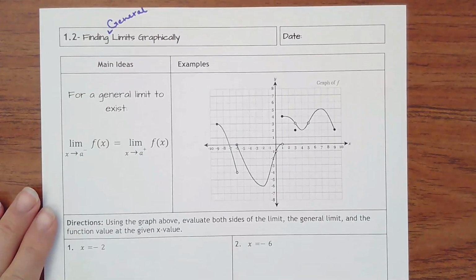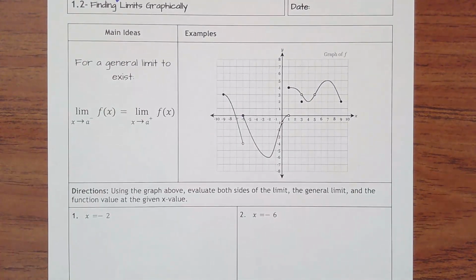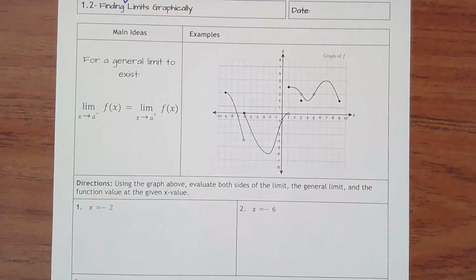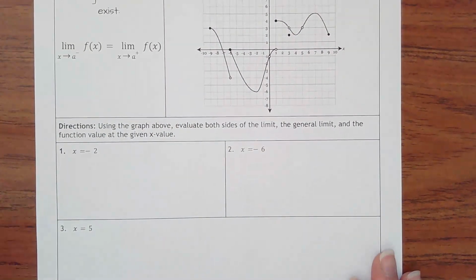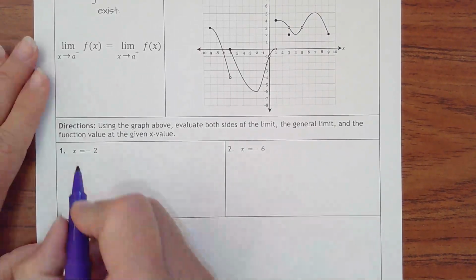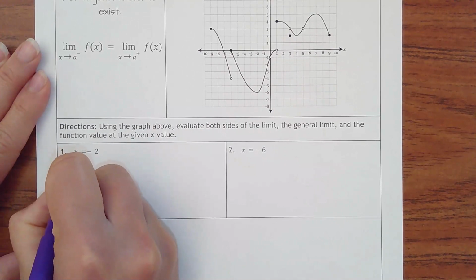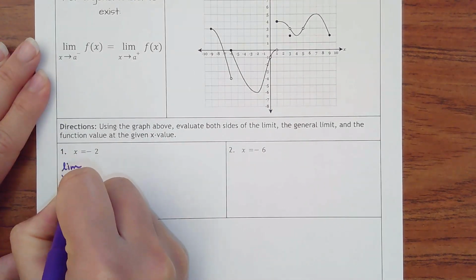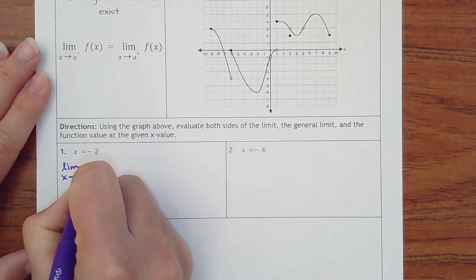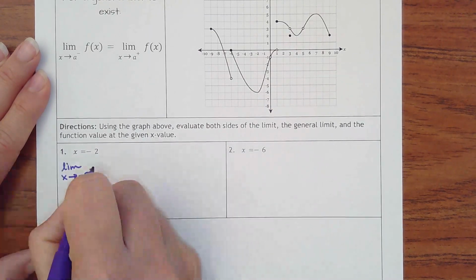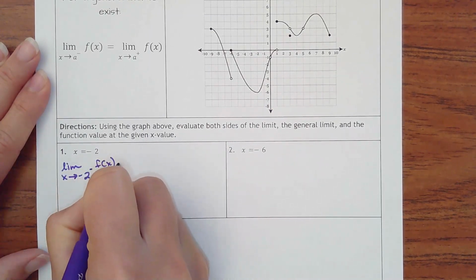So I've got just one graph here. We're going to use it multiple times for problems 1, 2, and 3. It says evaluate both sides of the limit, the general limit, and the function value at the given x value. Our given x value is -2 every time. So I'm going to write the limit as x approaches -2, and I'm going to put a little negative from the left is what that says, of f of x equals what?